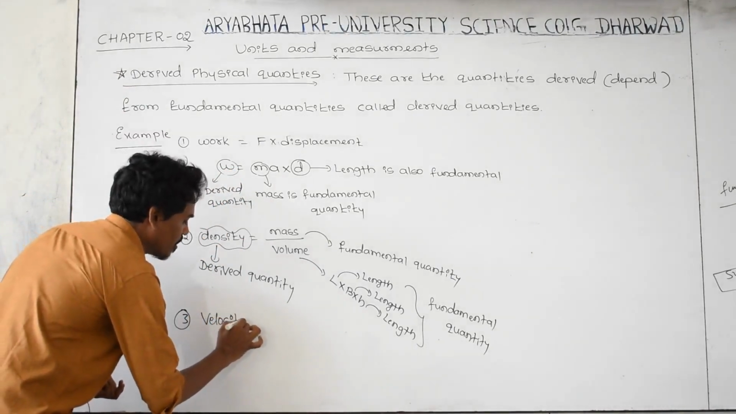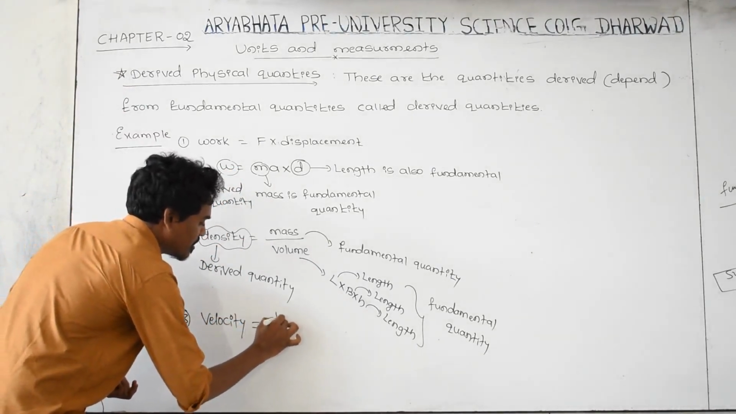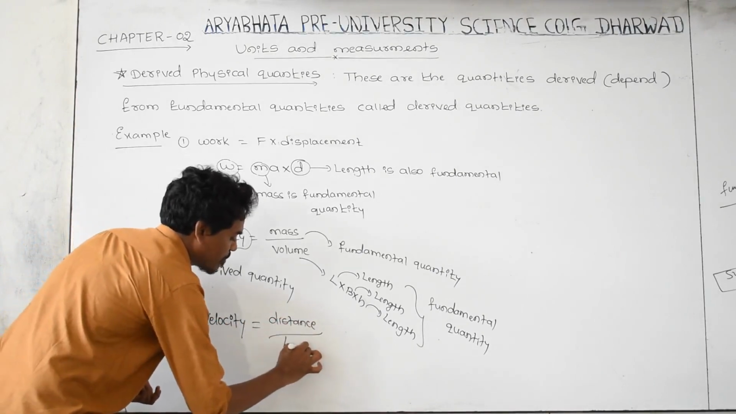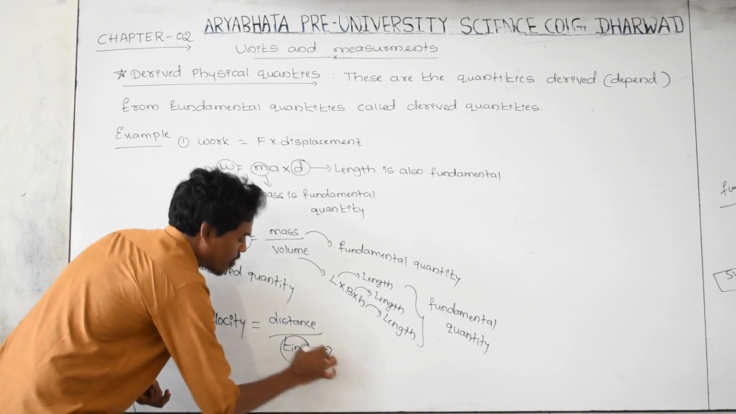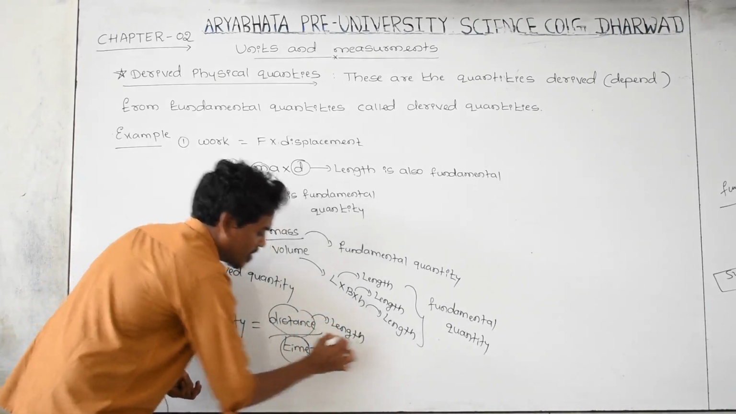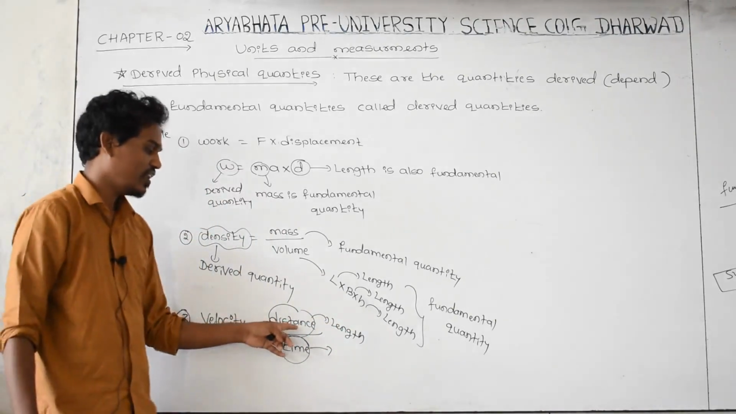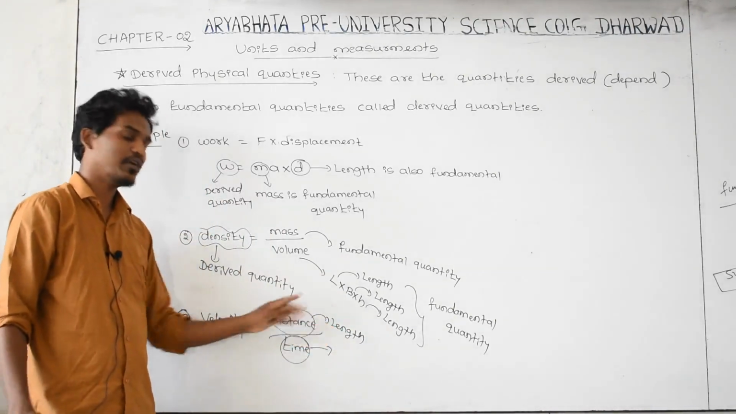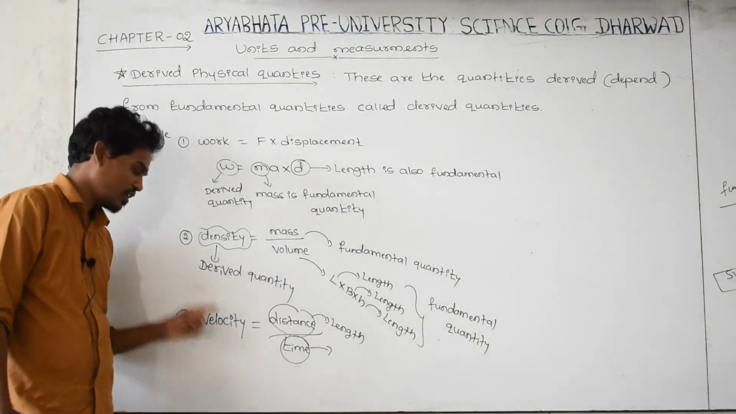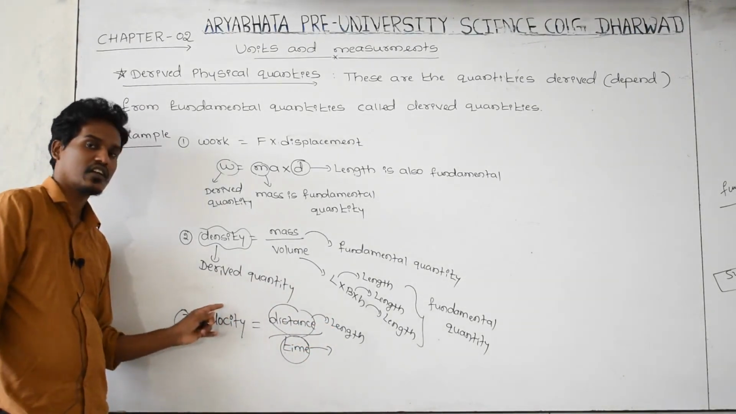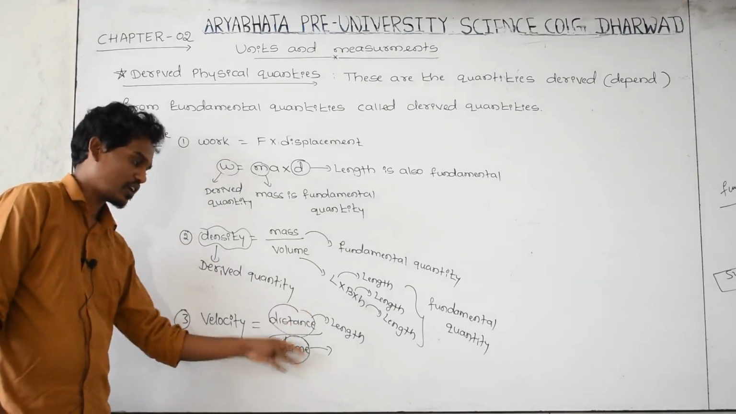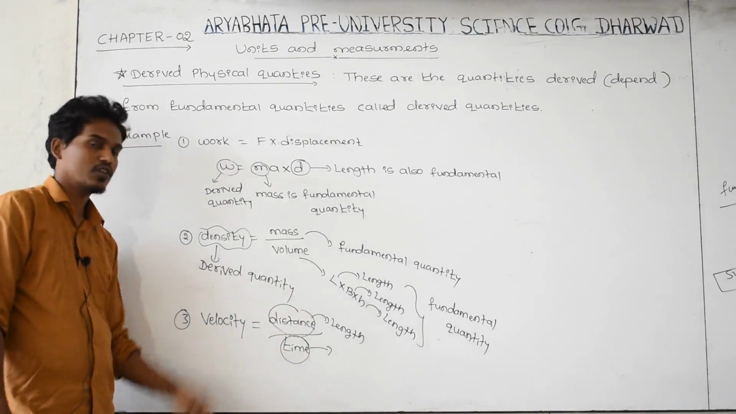That is a derived quantity. For example, velocity is distance by time. Time is also a fundamental quantity. Distance means length. Mass is also fundamental. Length is also fundamental. Without these fundamental quantities, is it possible to express velocity? No, it is impossible. That's why velocity depends upon fundamental quantities.